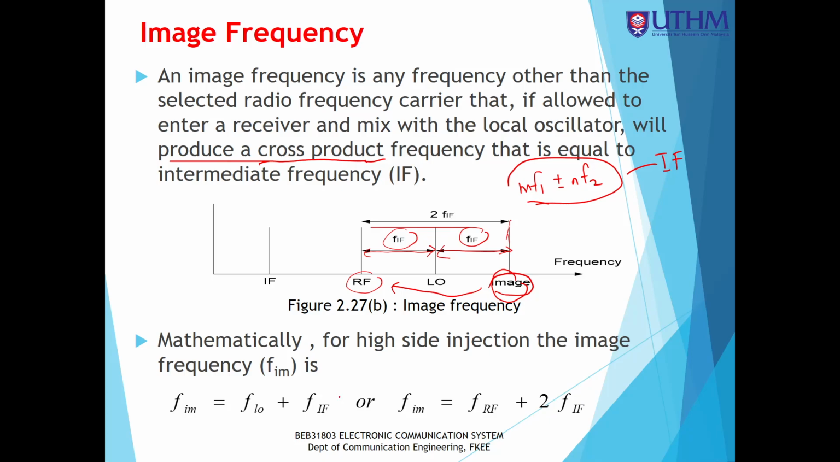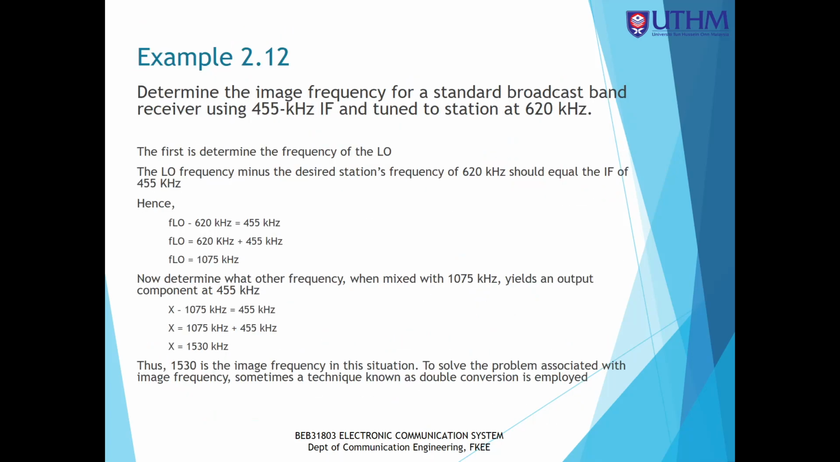Mathematically, for high side injection, we can calculate the image frequency as F image equals FLO plus FIF, or F image equals FRF plus 2 times FIF. Either one is correct, you can use either of these. So you can get the image frequency. This is also a common question in the final exam, to find the image frequency. We are going to see an example later.